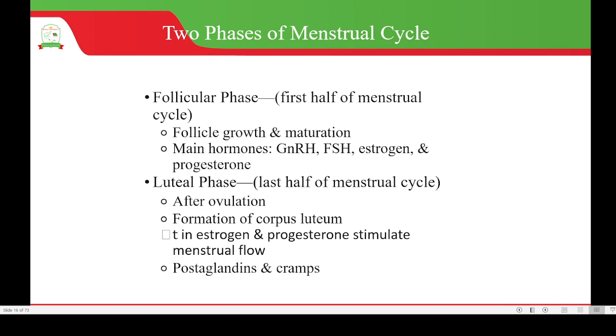The luteal phase is the second and last half of the menstrual cycle. It occurs after ovulation, that usually occurs about the 14th to 15th day, depending on how long your period may be. During this time, formation of the corpus luteum takes place, and then the presence of estrogen and progesterone stimulates the menstrual flow. And then prostaglandins are also released and cramps are experienced during this time.